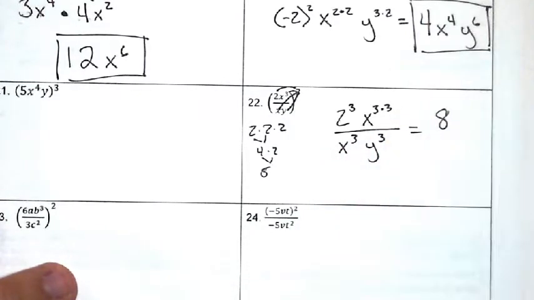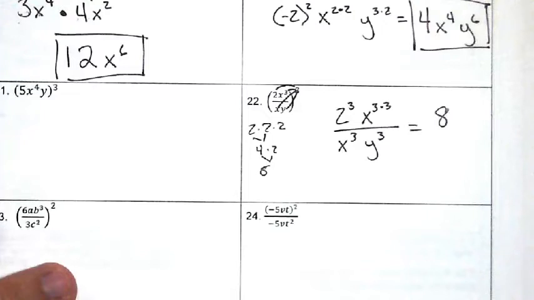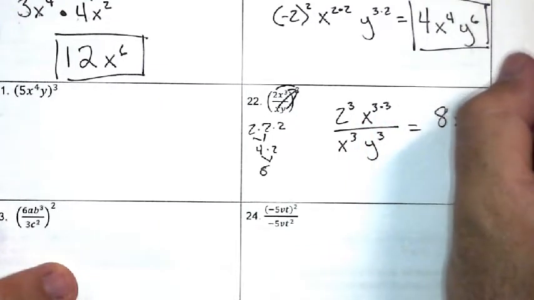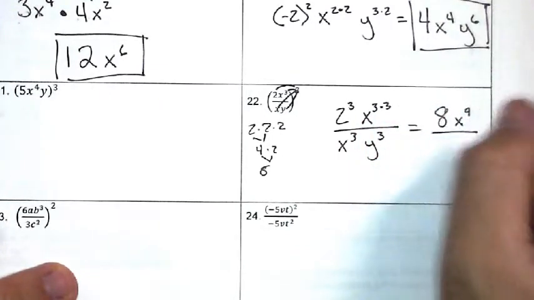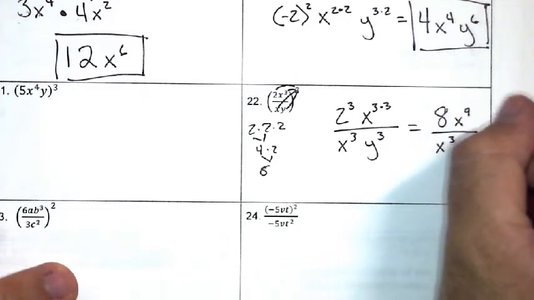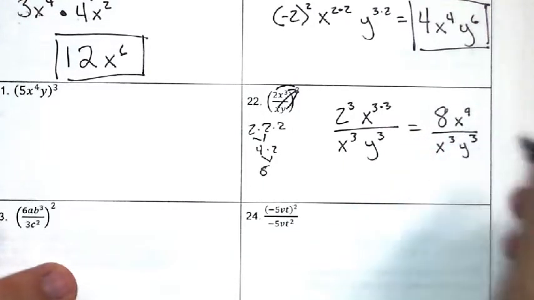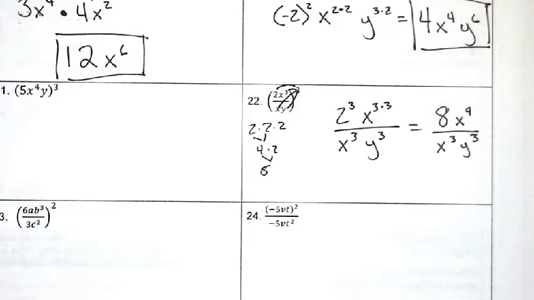3 times 3 is 9. These in the denominator are already simplified. Now, I have simplified the distribution. However, I have not finally simplified my whole answer. I have not officially done that because I have a fraction where I have an x in the numerator and the denominator. So that must be simplified.